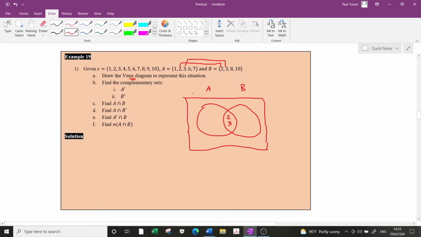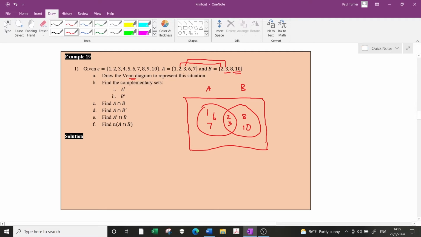Okay, so what elements are in A but are not in B? So 2 and 3 are in B, but then there's 1, 6, 7, which are in A. So 1, 6, 7. So in A completely, it's 1, 2, 3, 6, 7. So these elements are also in A and they're also in B. So if we look at B, the 2, 3 is already here. So we have two elements to write in, 8 and 10.